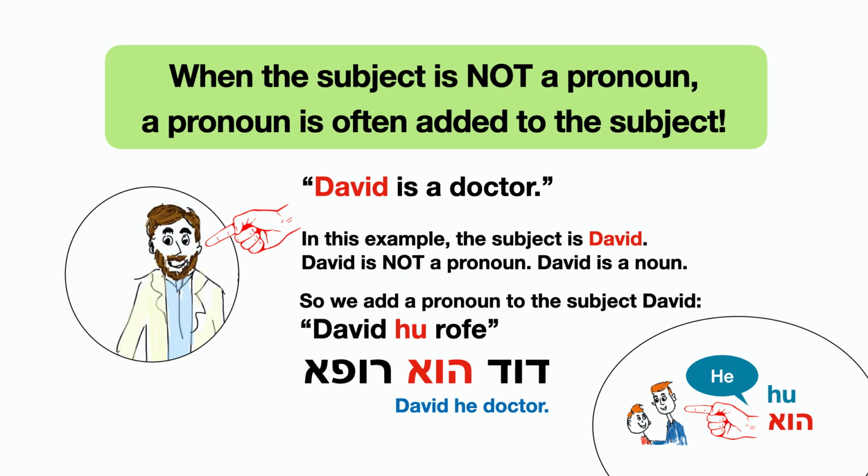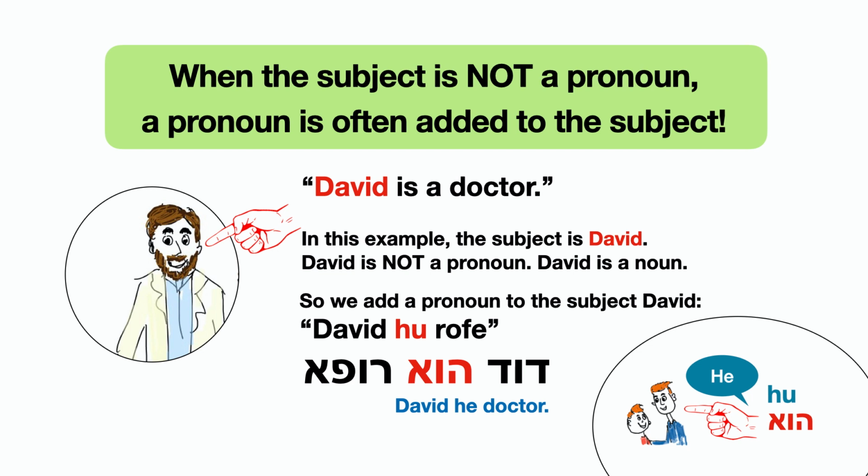But when the subject is not a pronoun, a pronoun is often added to that subject. So here the subject is David. We're talking about David. We're not referring to him as he. So that's not a pronoun. David is the subject himself. So to say David is a doctor, we have to add a pronoun to the subject. So David, he's a doctor.